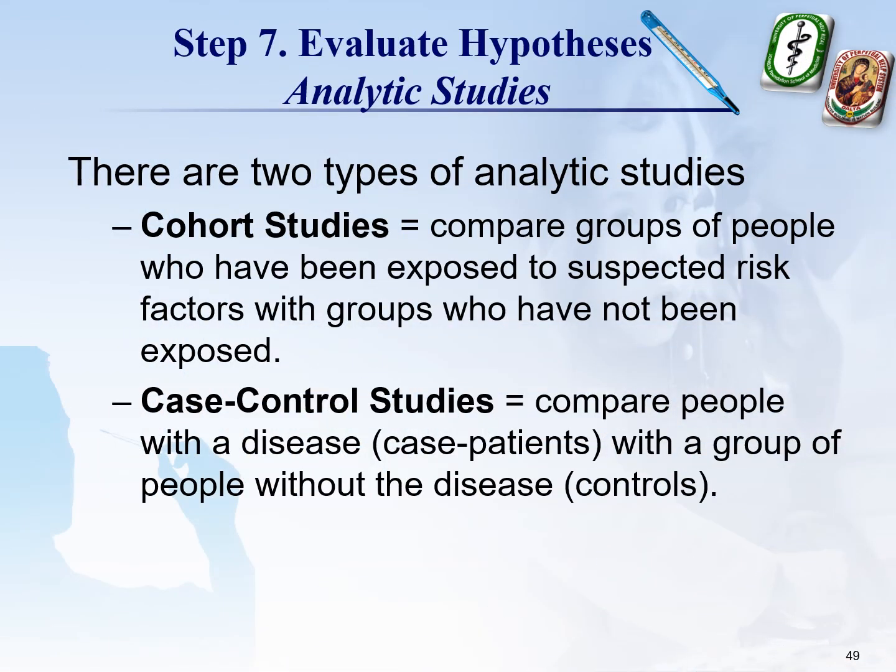The second method, analytic epidemiology, is used when the cause is less clear. With this method, the hypotheses are tested by using comparison groups to quantify relationships between various exposures and the disease. There are two types of analytic studies, cohort studies and case control studies. Cohort studies compare groups of people who have been exposed to suspected risk factors with groups who have not been exposed. Case control studies compare people with a disease with a group of people without the disease. The nature of the outbreak determines which of these studies is used.